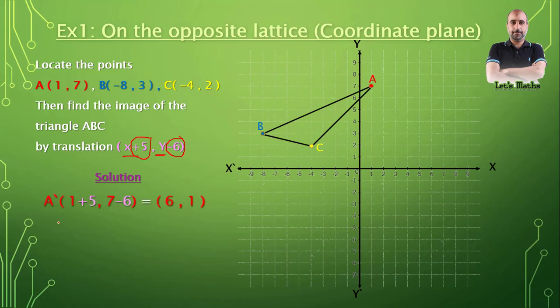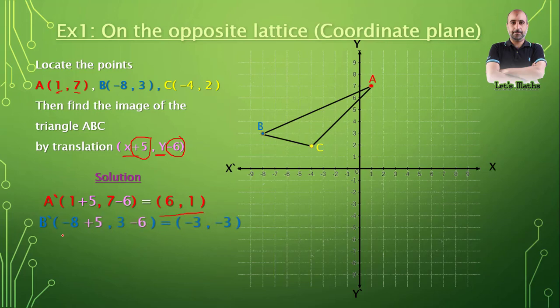The point A will be A dash. 1 represents x, which will be added to 5. And y is 7, which will be subtracted by 6. Then 1 plus 5, x plus 5, and y minus 6, 7 minus 6. It will be (6, 1).